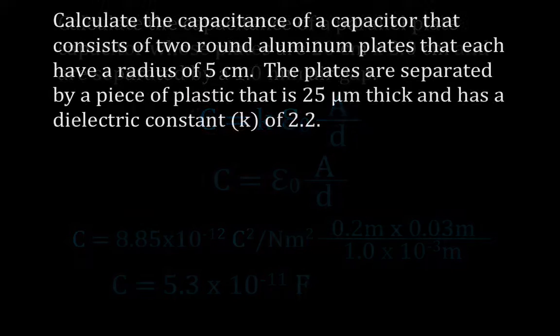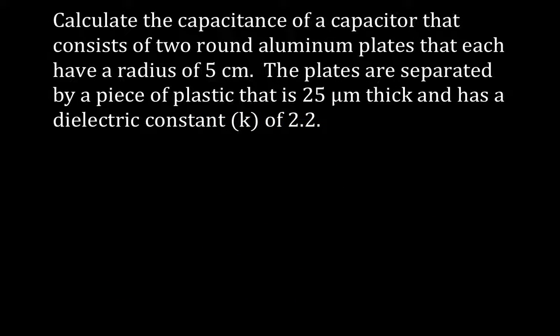Okay, we'll do one with the dielectric, of course, and we're going to calculate the capacitance of a capacitor that consists of 2 round aluminum plates. Each has a radius of not 0.5, but 5 centimeters. The plates are separated by a piece of plastic. That piece of plastic is 25 micrometers thick, and that plastic, which is the dielectric, has a dielectric constant K of 2.2.